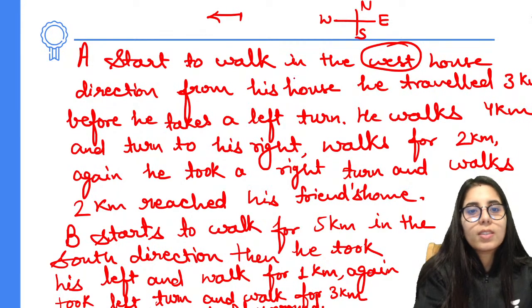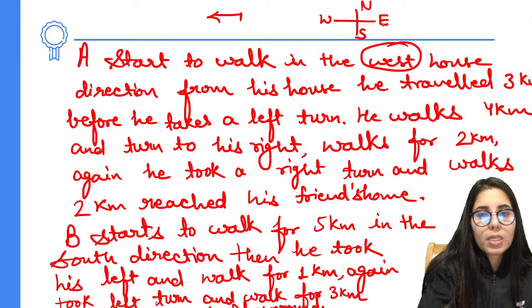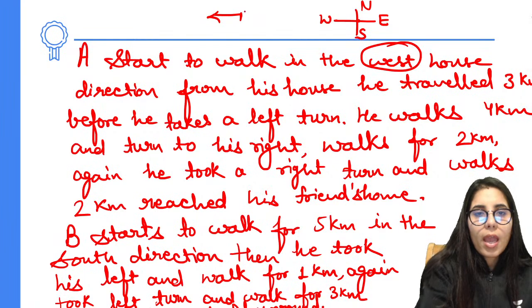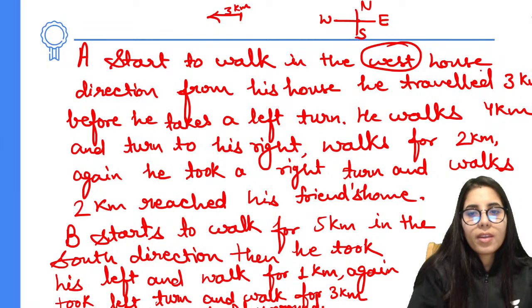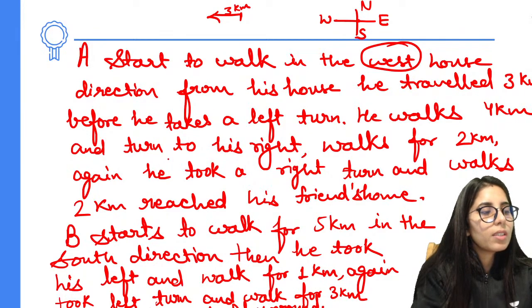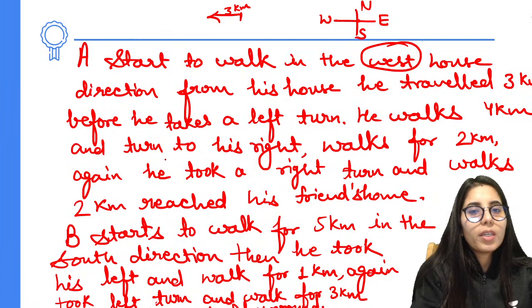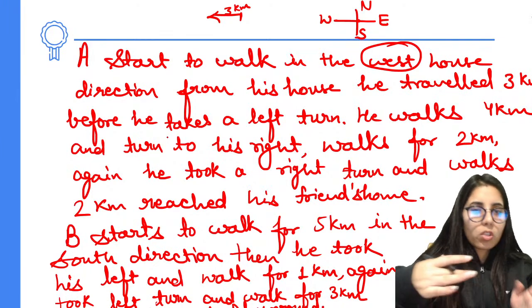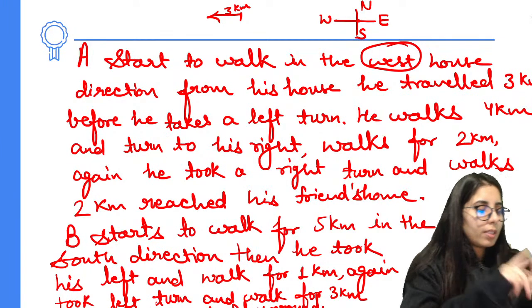Other than this, from his house he traveled 3 kilometers. So basically it's going to be the house, and he has traveled 3 kilometers. And next, before he takes a left turn, we will have to consider the left turn as per A's movement. So if A is going this way, then this is the left side.